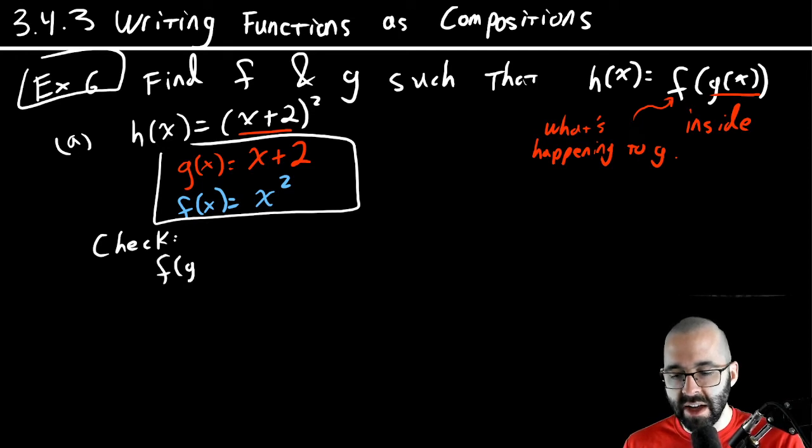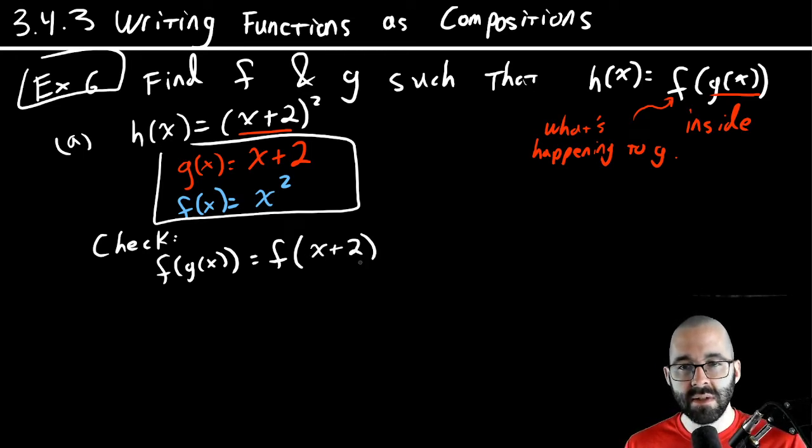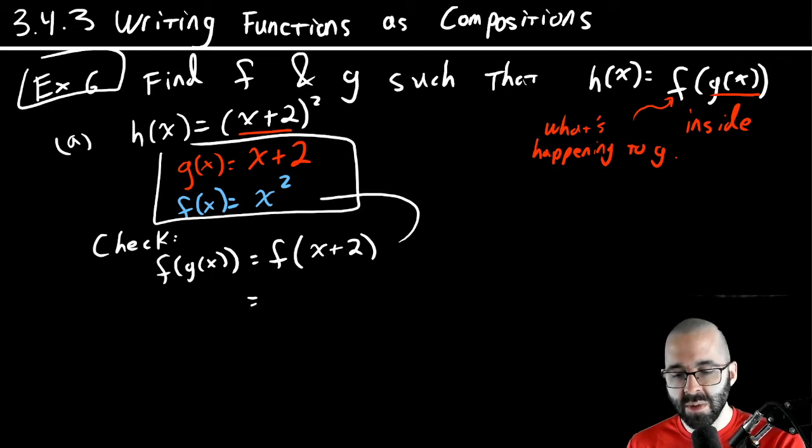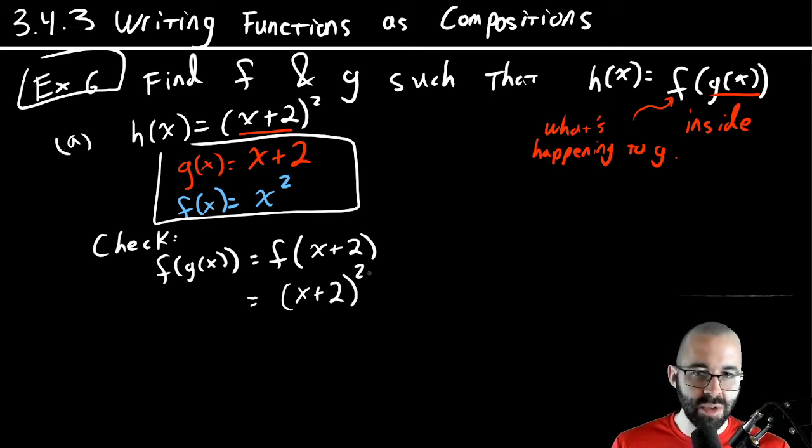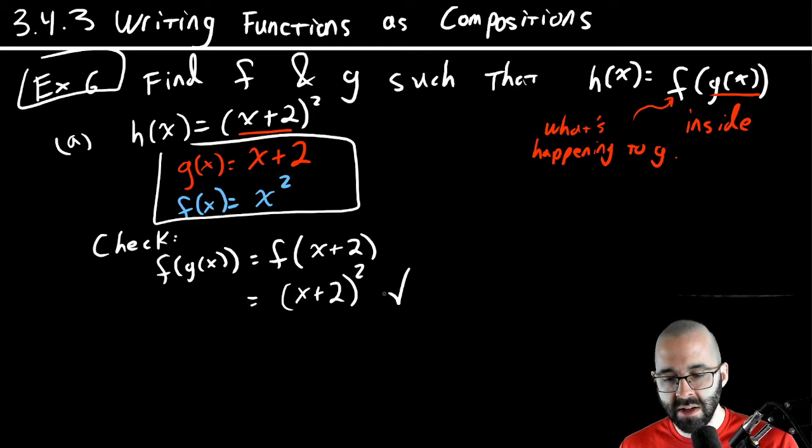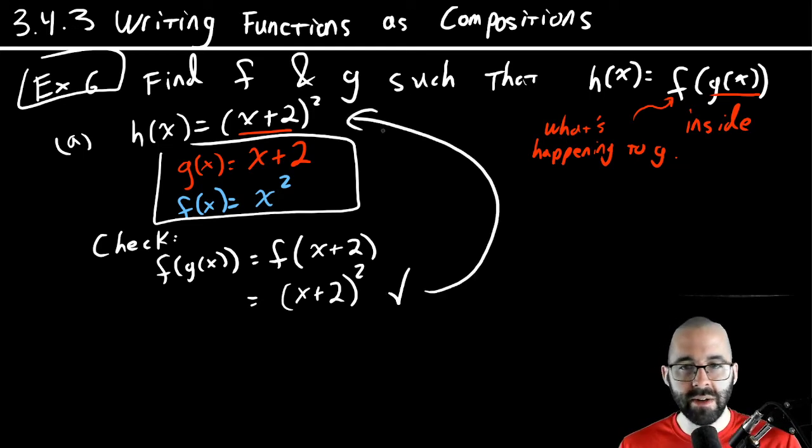What is f of g of x with our choice? Well, g of x is the inside function. That's x plus 2. So replace g of x with x plus 2. And then we look at f, and we replace all the x's with x plus 2. So it used to be x squared, replace the x's with x plus 2. Now it's (x plus 2) squared. Good. That's exactly what we wanted.